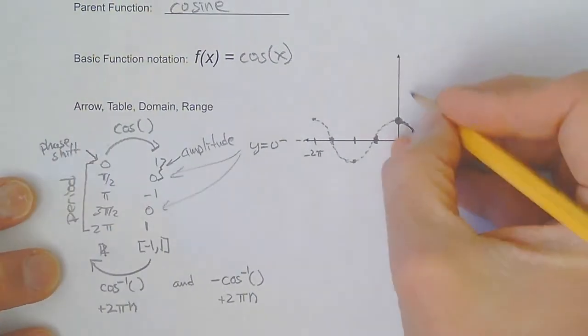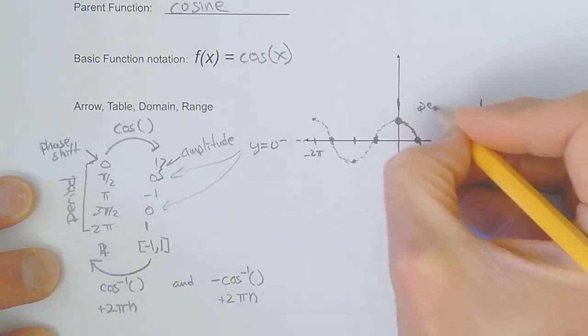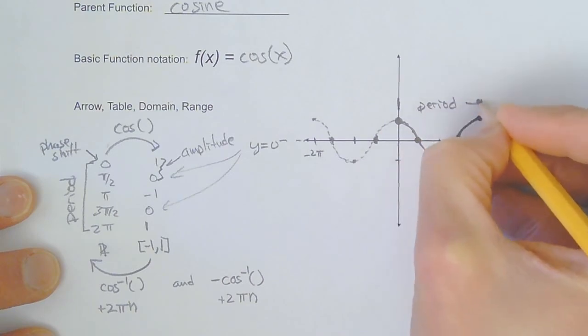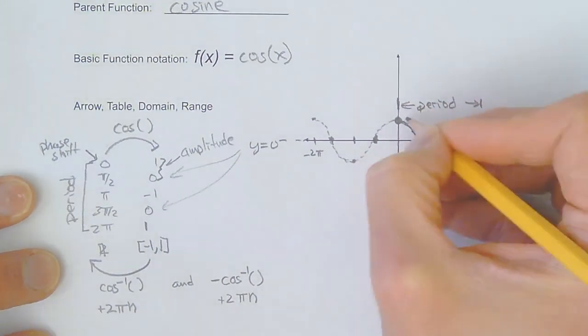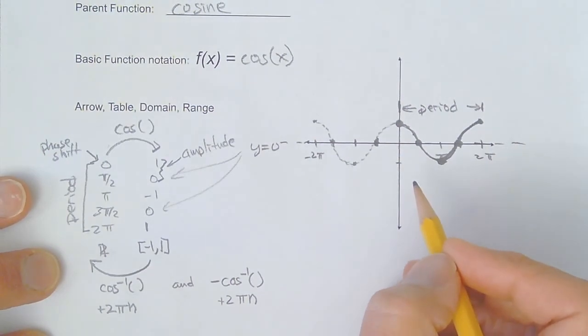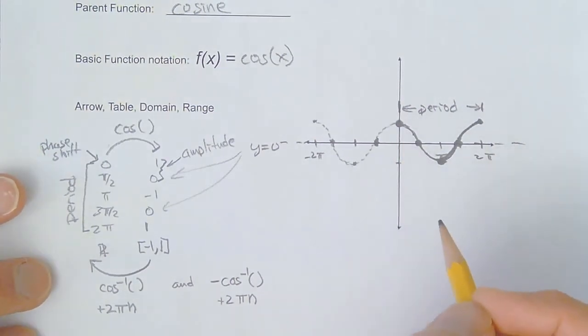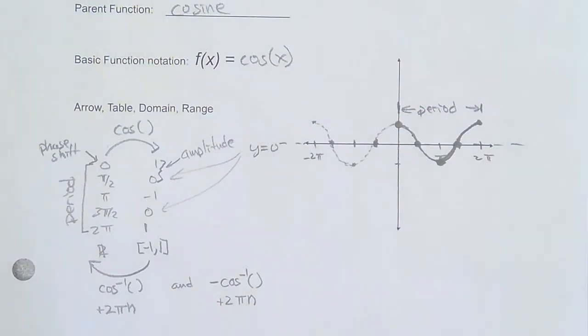All right, so again, sometimes it's easier to see the period on a cosine function because it's high point to high point or low point to low point, but not difficult really in either way. All right, those are the sine and cosine parent functions.